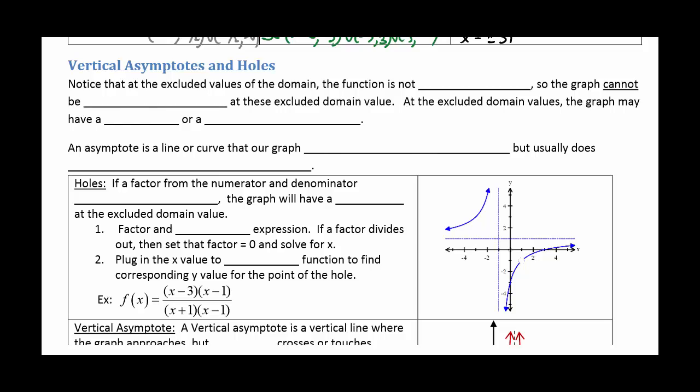All right, so the next characteristics we're going to look at are vertical asymptotes and holes. Now that we've talked about domain, these excluded values mean the function is not defined at that point. So the graph cannot be continuous at those excluded domain values. At the excluded domain values, the graph may have one of two things, a hole or a vertical asymptote.